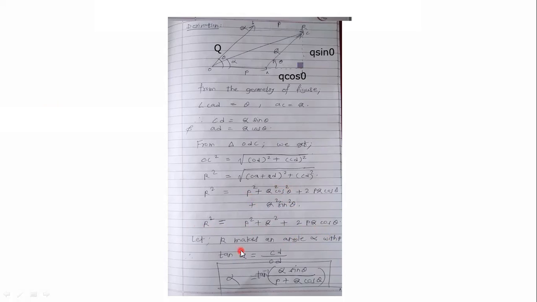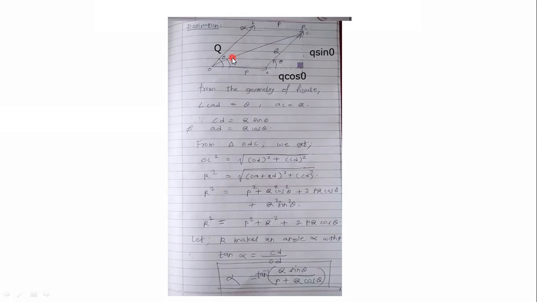And tan of alpha will be equal to opposite upon adjacent, you know, CD divided by OD. This CD will be equal to Q sin theta and OD will be equal to P plus Q cos theta. Therefore, tan of alpha will be equal to CD by OD, which is Q sin theta divided by P plus Q cos theta. And if you take only alpha, then alpha will be equal to tan inverse of Q sin theta divided by P plus Q cos theta. So these are the two expressions for the law of parallelogram. One is for the resultant and the second one is for the angle made by the resultant with the horizontal x-axis.